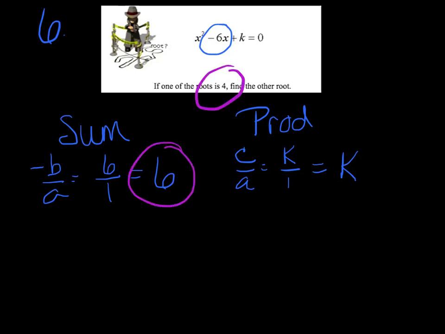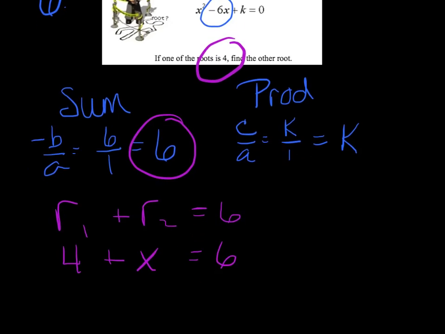I know that the two roots have to add to 6, and they told me one of the roots is 4. So I know root 1 plus root 2 has to equal 6. One of the roots is 4. Can you easily figure out the other root? Hopefully you're telling me the other root is 2. Okay, so in this question, it actually just said find the other root.